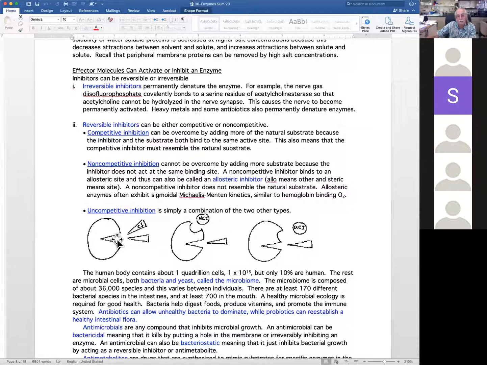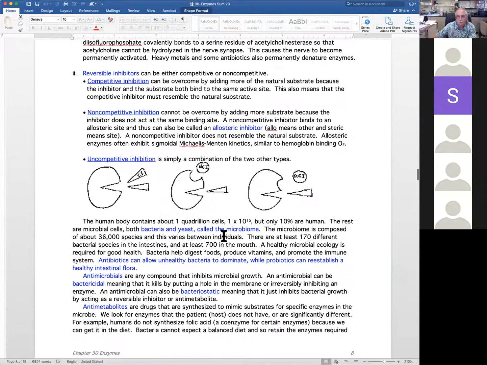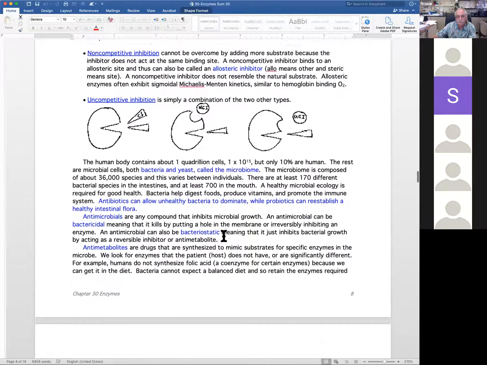And the other type is really just a mixture of the other two. So to show that, I just kind of moved the binding site over so they share some characteristics of the same binding site, but then they don't share other characteristics of the same binding site. Okay. So questions so far?